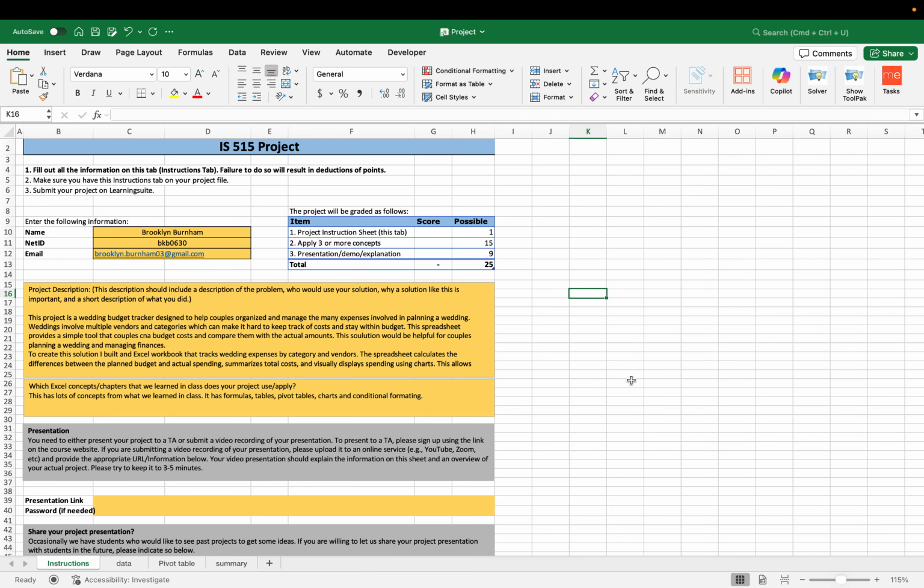But this is a tool that can help simplify that and compare your actual cost with your budgeted cost of things. So I use lots of different things, like formulas, tables, pivot tables, charts, and conditional formatting to help see this, and so you can clearly see what went over budget.